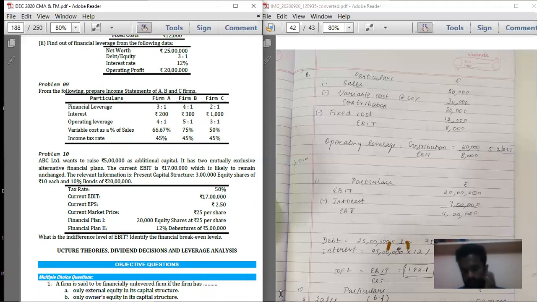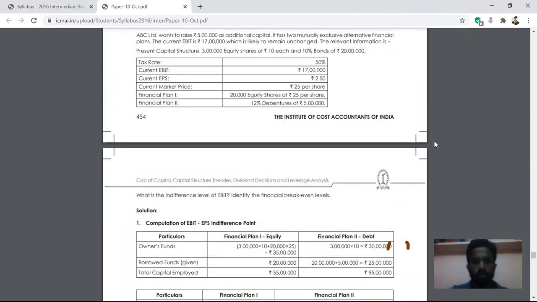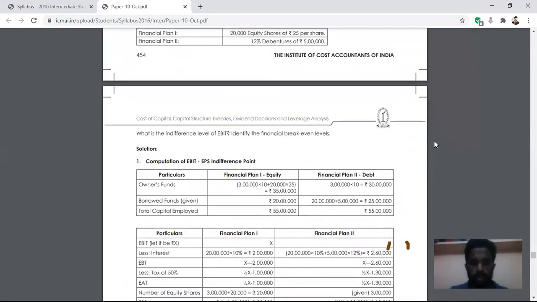Moving on to the solution, just take the institute material, page number 454, illustration number 52. Same question. Now come to the solution.